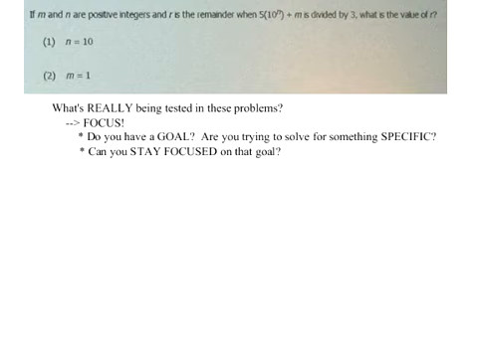Couple of people are typing. Yeah, we don't really care about what the value of m or n individually is. We just care about the remainder. The goal of this problem is to find the remainder. I mean, this should seem like a very basic fact, because it is a basic fact.